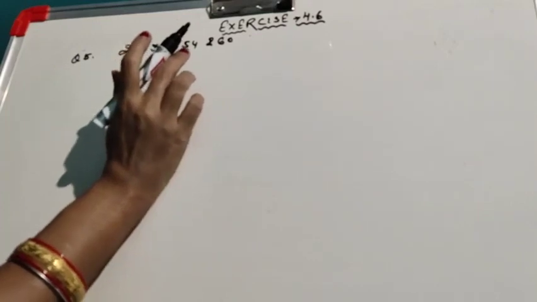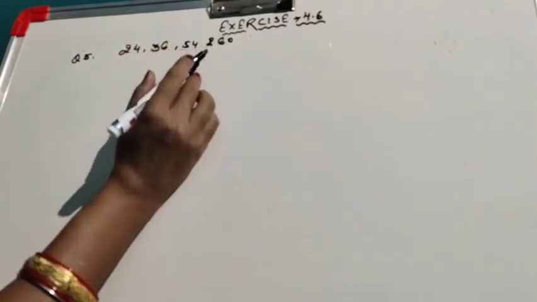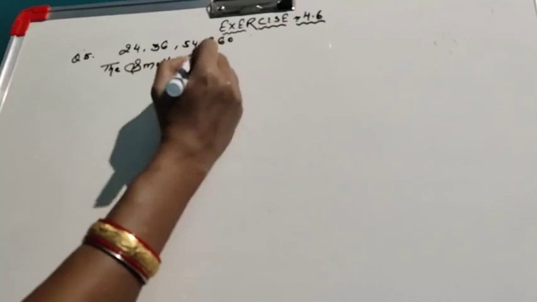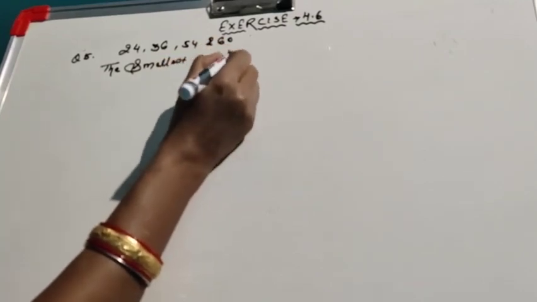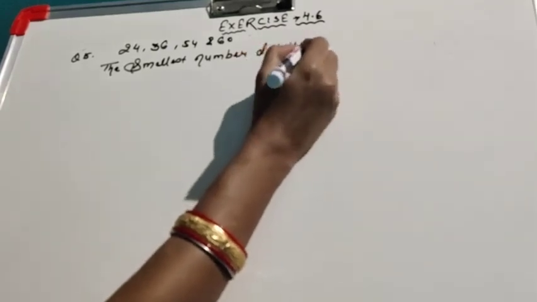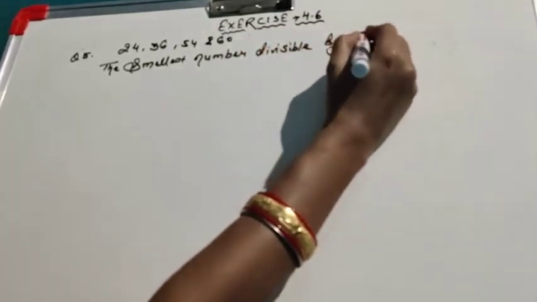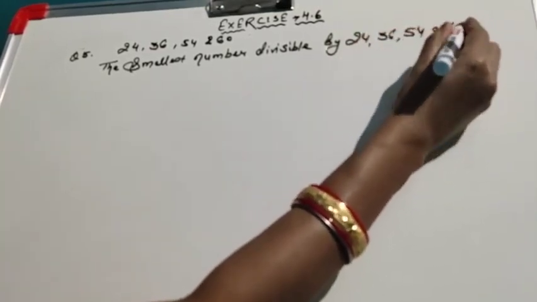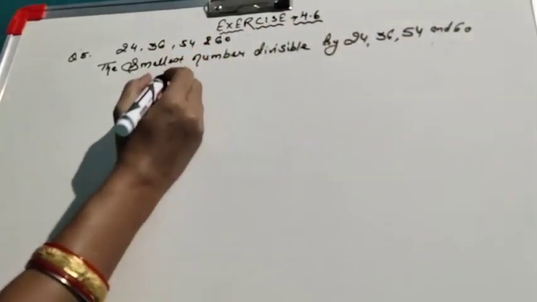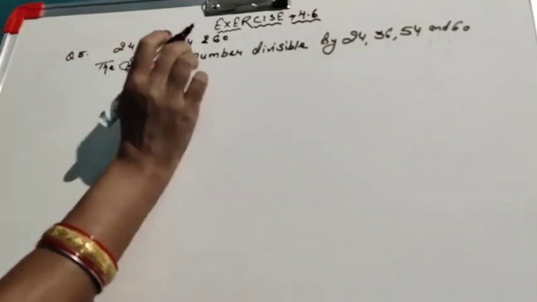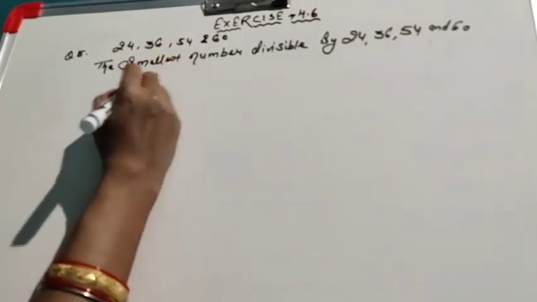60 is given. So what we will do: you will write here, the smallest number divisible by 24, 36, 54 and 60 is the LCM. It is the LCM of that number. So go with the LCM process.